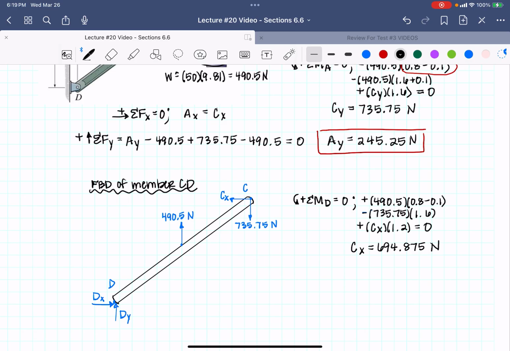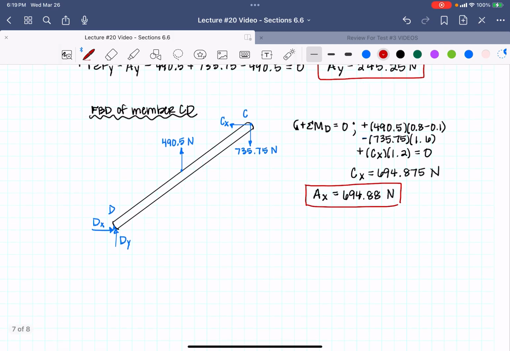But that means A of x is also the direction I assumed. But A of x equals C of x, as we solved for up above. So now I know that A of x equals 694.88 in the direction I've got shown on the diagram above. So that's solved. So now we've solved for all of A. So now let's solve for the forces at D. So let's do the x direction first. Doesn't matter this time.